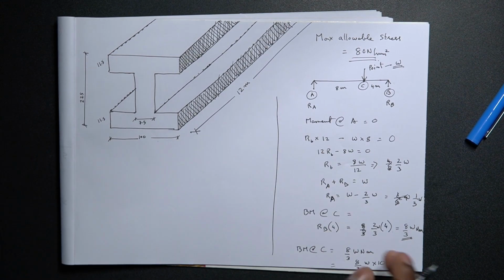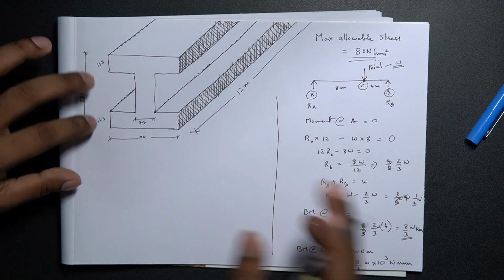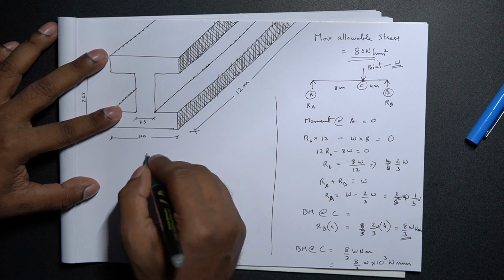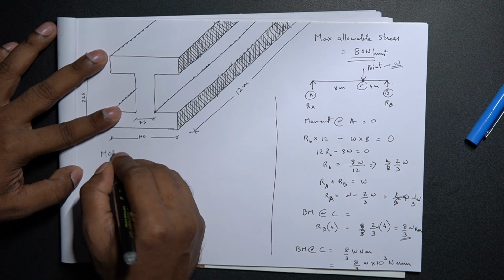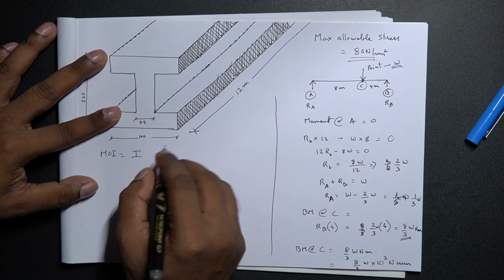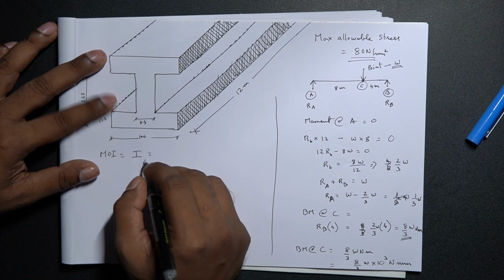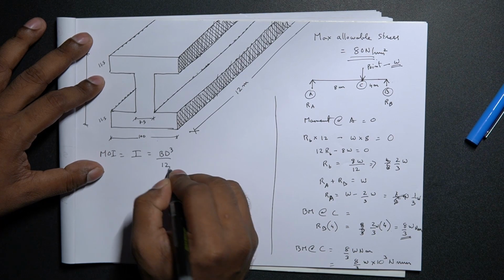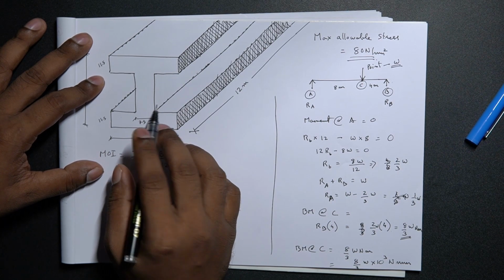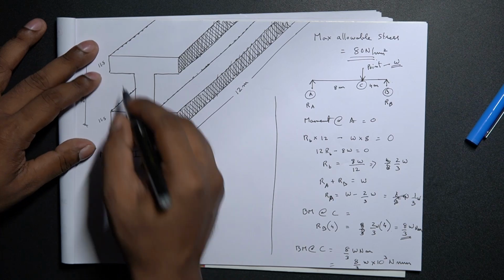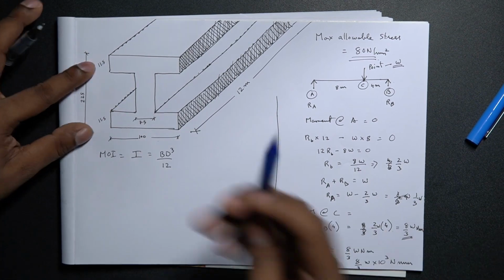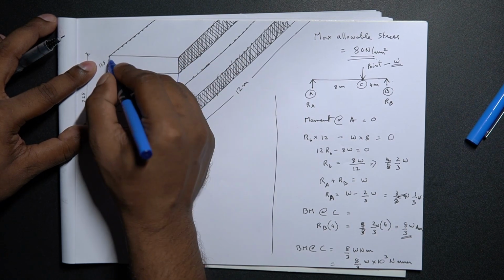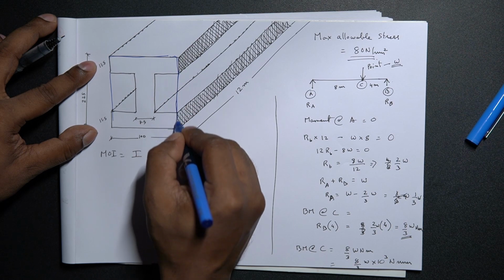So now that we have our reactions and moments ready, let's calculate the next important factor, that is the moment of inertia, which can be represented with I. We know the moment of inertia for a rectangle is equal to BD cube by 12. For an I section it's slightly different. If we ought to consider a rectangle, we will be considering the BD cube by 12 formula, if we consider this entire portion.